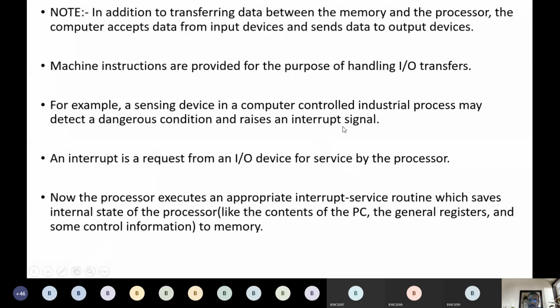Based on the type of interrupt signal, the processor will execute a particular type of interrupt service routine, because there are various interrupt service routines based on the interrupt signal. So the processor will execute the appropriate interrupt service routine, and that routine will do the needed response, maybe ringing the bell. Okay, this is the scenario. One simple thing we can say: based on the sensing device alert, the processor will execute the appropriate interrupt service routine and do the needful response.